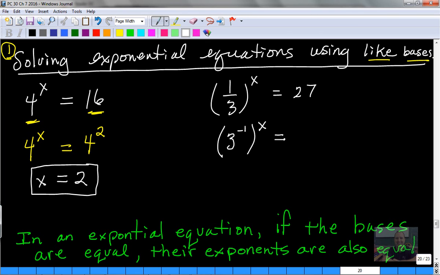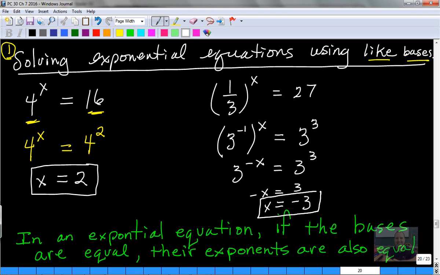And over here, as we mentioned just a few minutes ago, 27 is actually 3 cubed. Okay? Now be careful, x is not equal to 3. You have to simplify this. Exponent laws say that if you have a power raised to a power, you multiply. So this is 3 to the negative x equals 3 cubed. Therefore, negative x equals 3, or x equals negative 3. That is your answer. So I'll let you just digest that for a second.